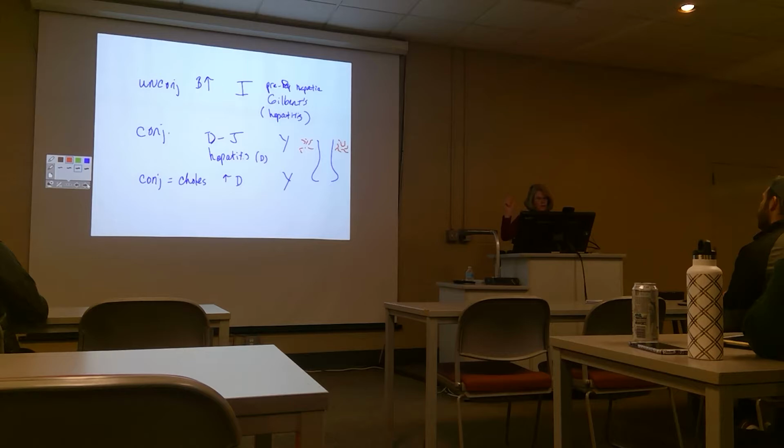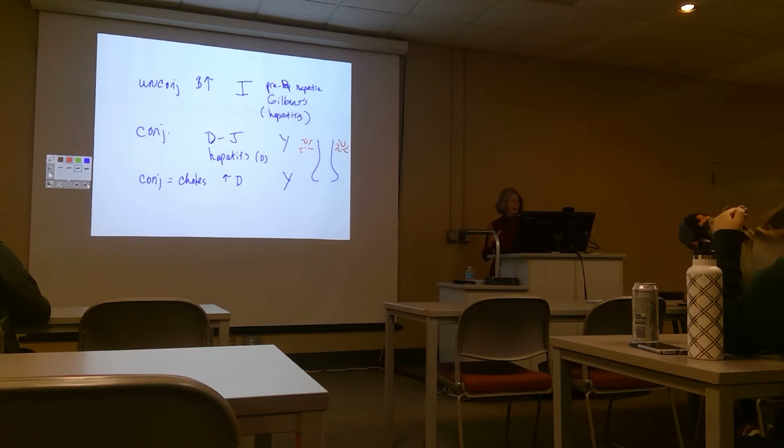Dupuytren's contracture or sign of benediction is alcoholic cirrhosis. You can get a bronze look to your skin or slate gray, that's hemochromatosis, where you don't manage your iron well and you start to store it.